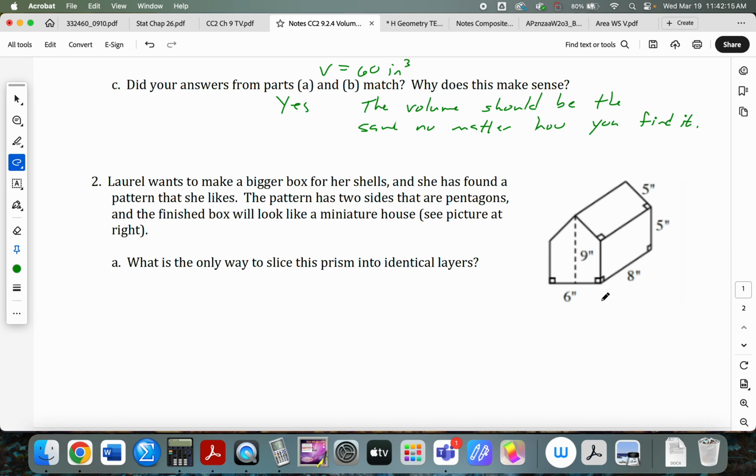So on those, we could have used length times width times height. That works out fine if it's a rectangular prism. But not everything is a rectangular prism. So let's look at this one. Laura wants to make a bigger box for her shells. She's found a pattern that she likes. The pattern has two sides that are pentagons, and the finished box will look like a miniature house. See the picture at the right.